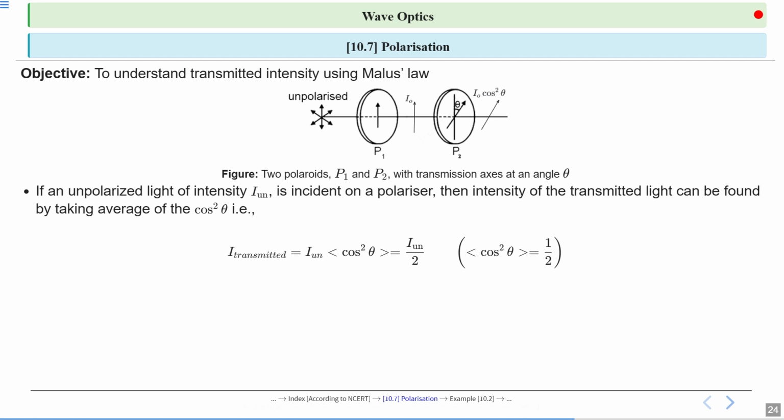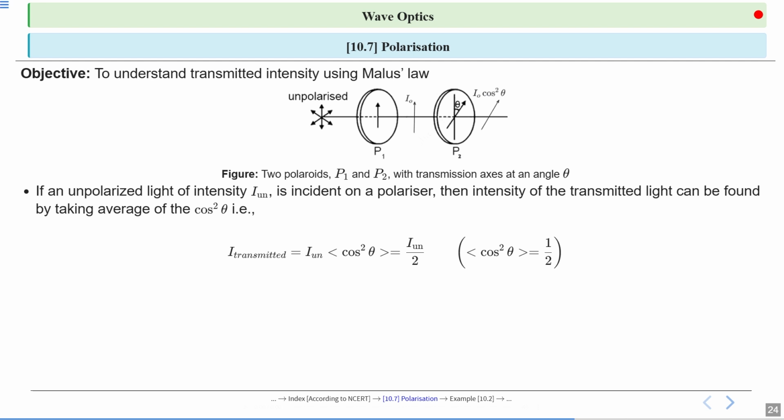I transmitted equals I UN, where UN means unpolarized light, multiplied by the average of cos square theta. So what is I transmitted? That is the intensity of light transmitted through the first Polaroid P1, which according to Malus law equals I unpolarized, the intensity of light incident on the first Polaroid, times cos square theta, where theta is the angle between the oscillation of the electric field and the transmission axis of the first Polaroid.